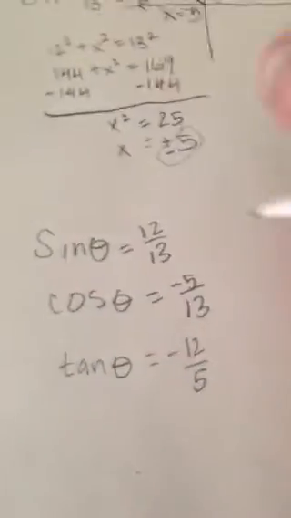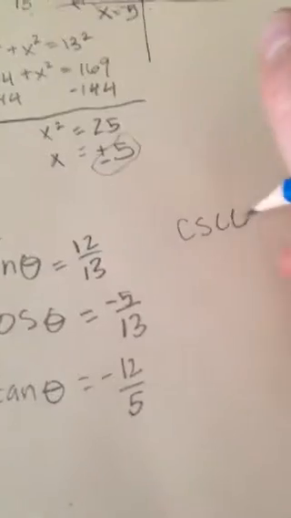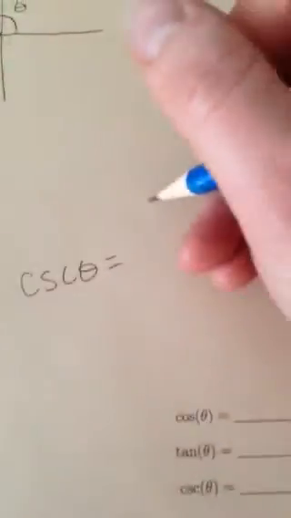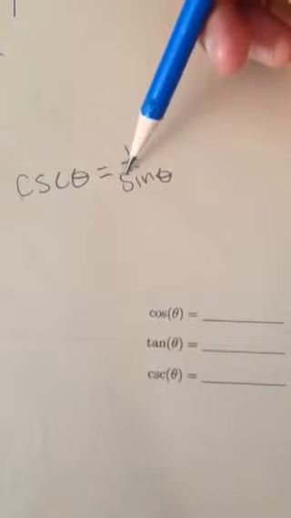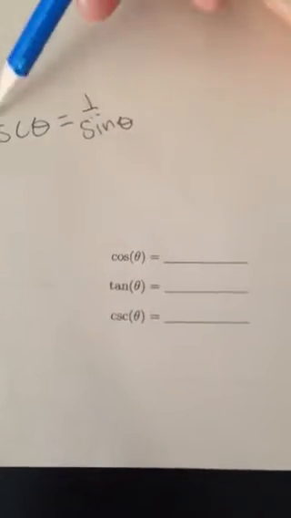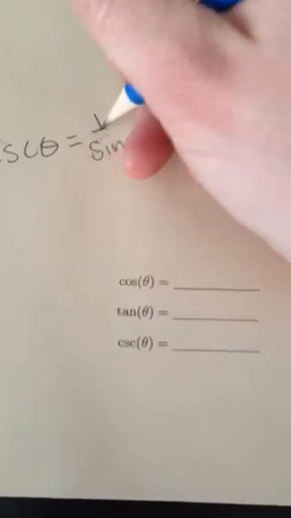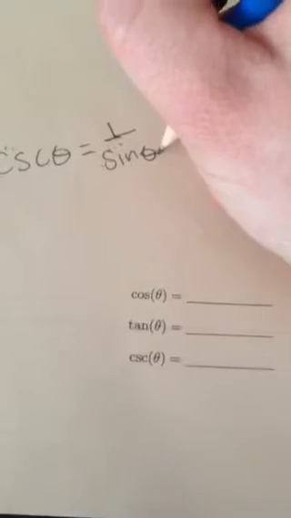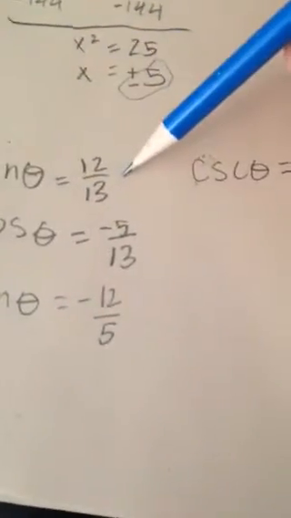And the last one we have is cosecant theta. Now cosecant theta is 1 over sine theta. Remember, it's 1 over our normal sine cosine that starts with an S, because opposites attract. When we say that's 1 over sine, that means it's the reciprocal of sine. So since we know what the sine is, all we have to do is flip this over. So this is equal to 13 over 12.